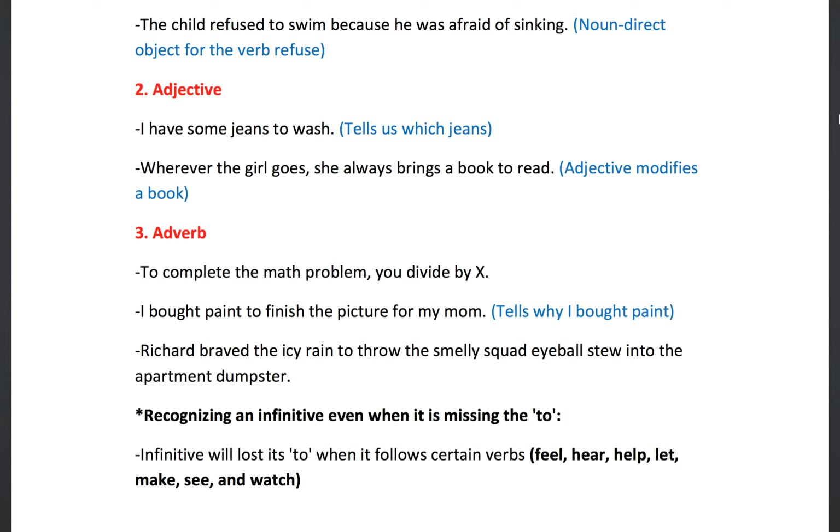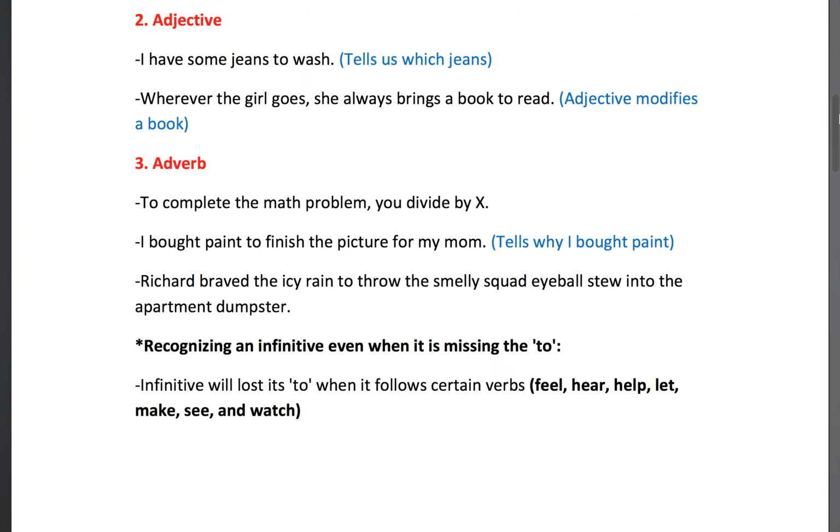The second one: Wherever the girl goes, she always brings a book to read. She always brings something. She always brings a book. To what? To read. Which book? The book that she wants to read. Here it is an adjective that modifies book in that sentence.